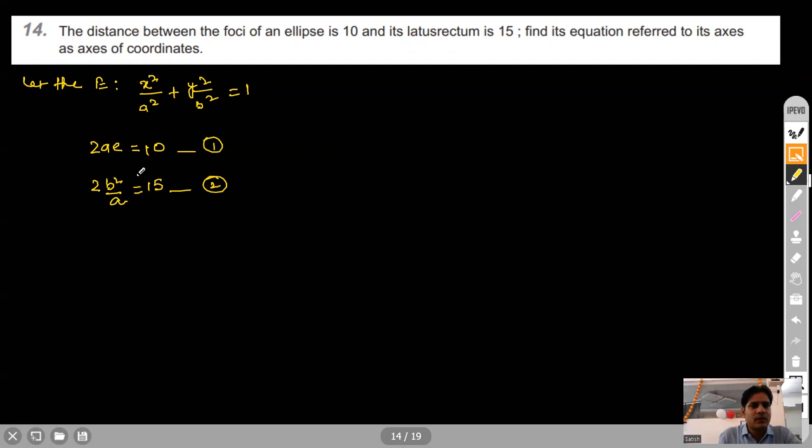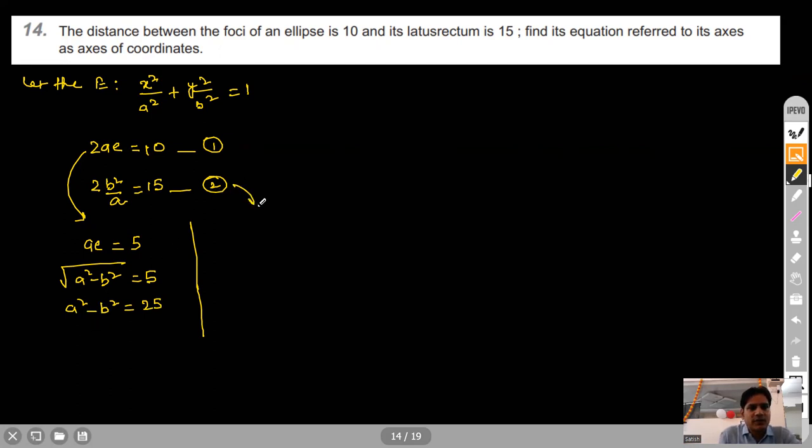So what can we do? If you see here, ae is equal to 5, and we can write ae as root of a square minus b square. This is equal to 5. Now we square it. It will be a square minus b square equal to 25. And from the other equation, what we get is 2b square is equal to 15a.